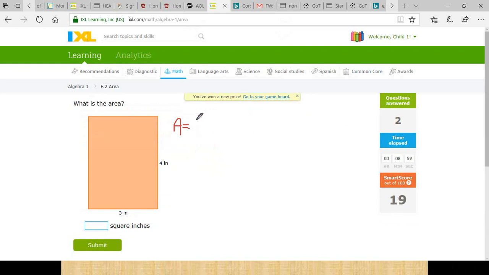It is the same thing as a square. It's the length times the breadth. Width times width. Or the length times the width. The same thing. So the length of the rectangle is?